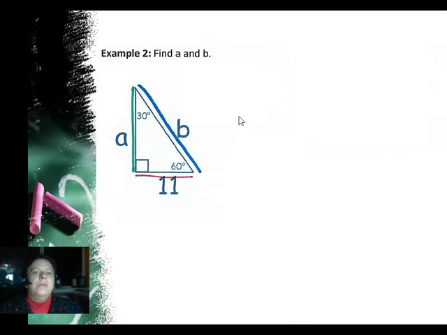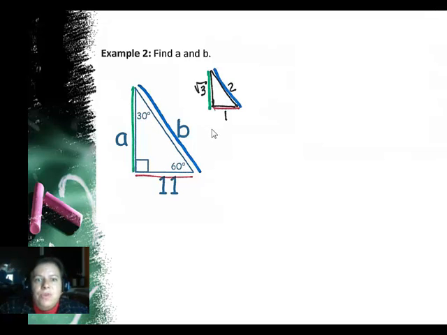Now this next triangle, I'm trying to find the lengths of A and B, and I have a 30 degree angle and a 60 degree angle. Your math chart has that triangle on it too.